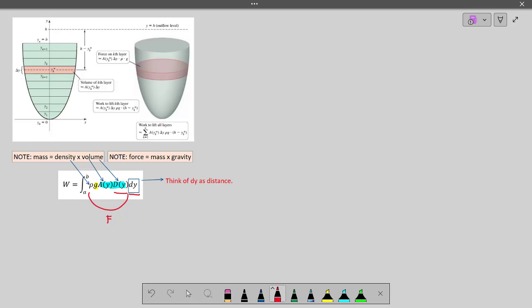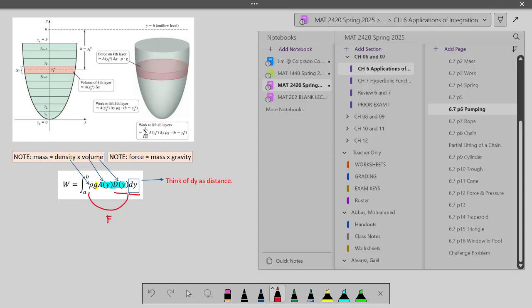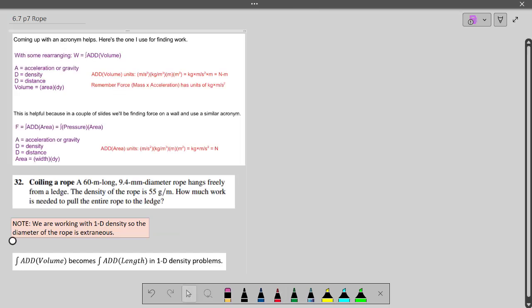Now, how do we memorize all this stuff? We need an acronym, and this acronym, to me, works beautifully. If you do a little bit of rearranging, this is how I'm going to encourage you to remember the work formula: ADD, it's a math word, super easy to remember, times volume. A is acceleration due to gravity. D is density. The second D is distance. ADD: acceleration, density, distance.